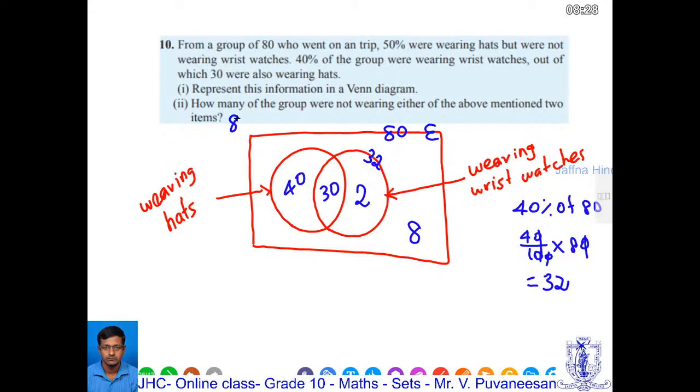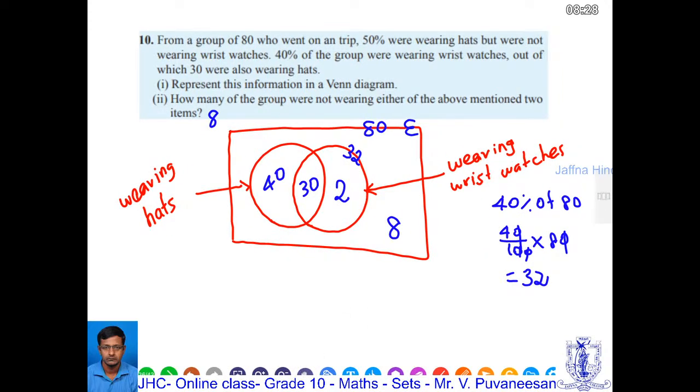Were not wearing either of the above mentioned two items. 8. Okay, this is an easy one. 8 of them were not wearing either of the above mentioned two items. Okay, we move to the next question.